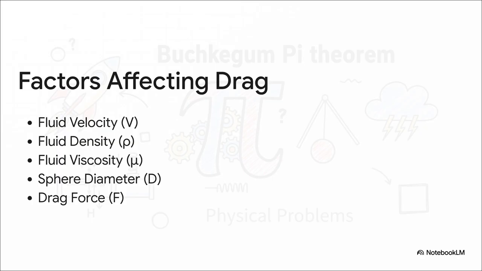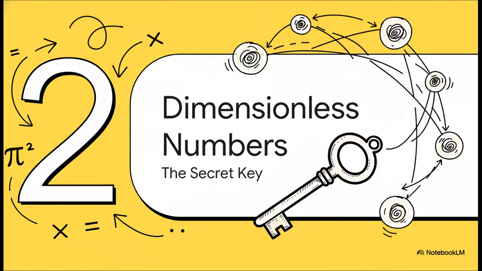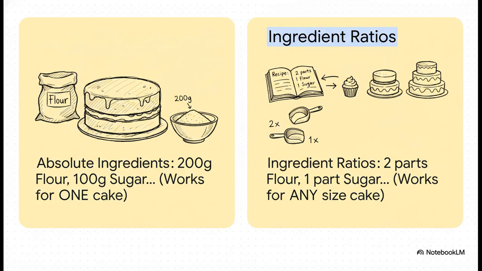Or is it? This is where we find our secret key. See, instead of looking at each variable all by itself, the real trick is to find the fundamental relationships between them. The key, it turns out, is in creating what we call dimensionless numbers. And this slide has the perfect analogy to make it all click.